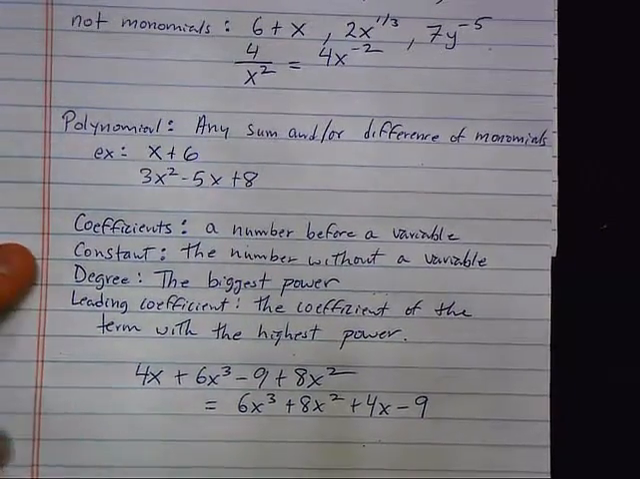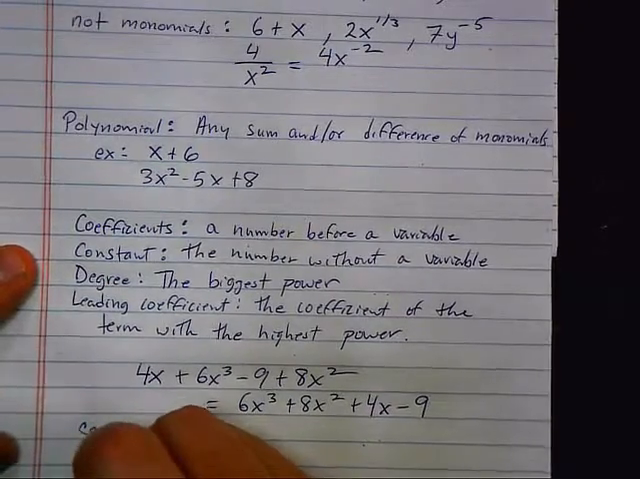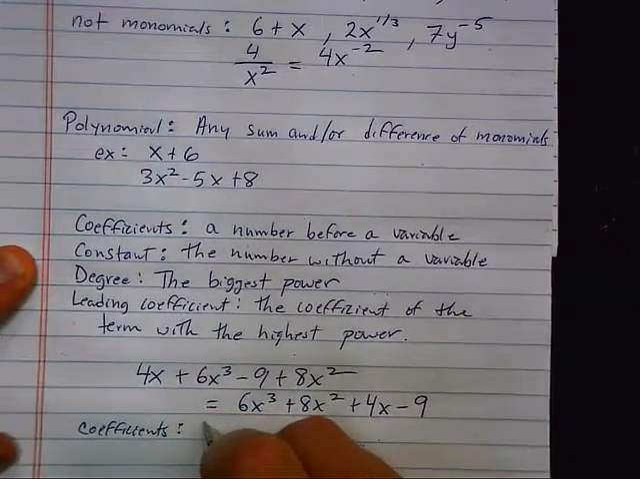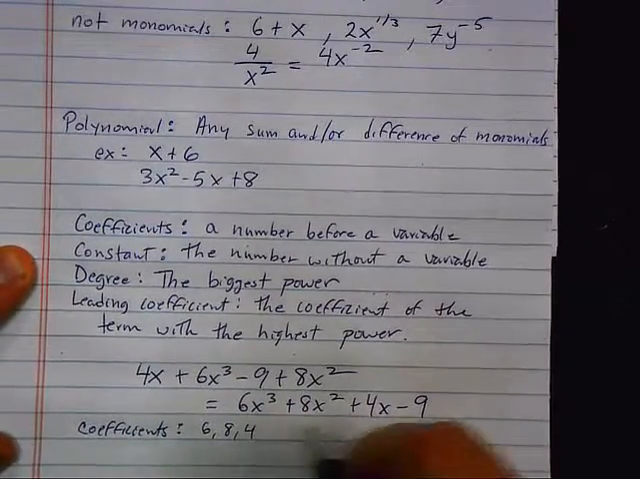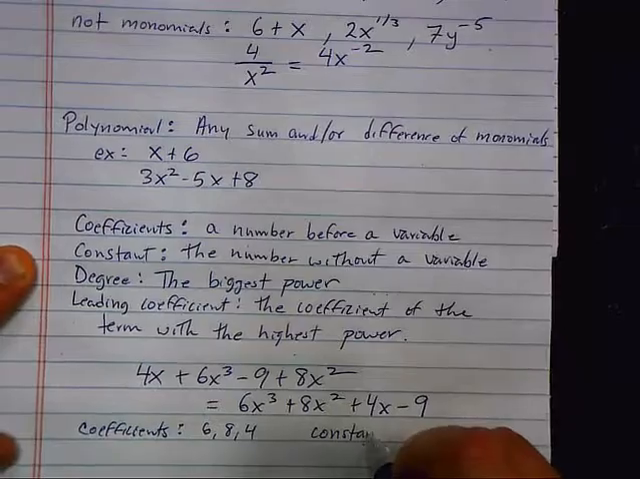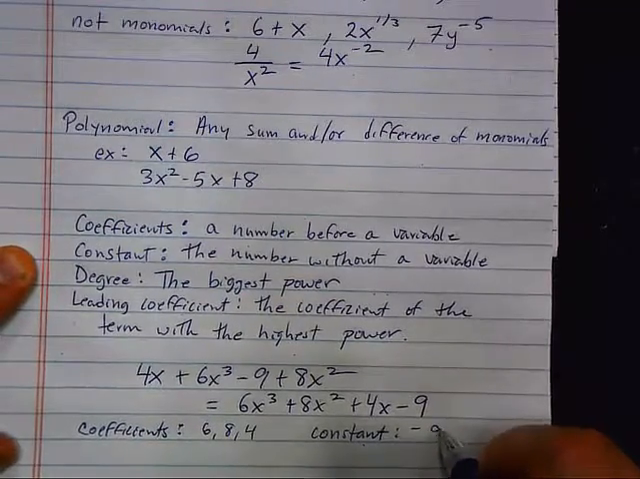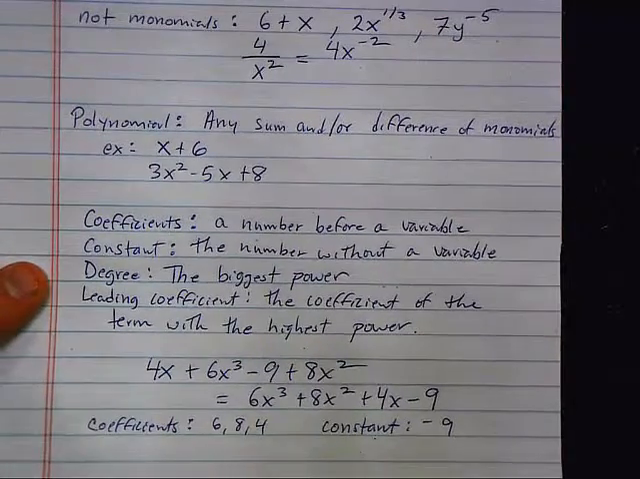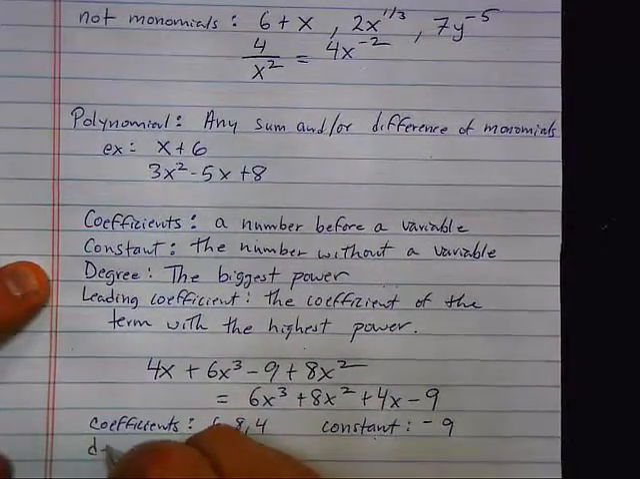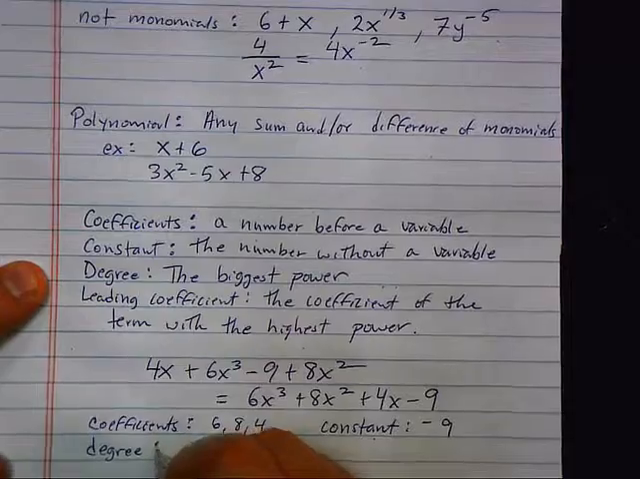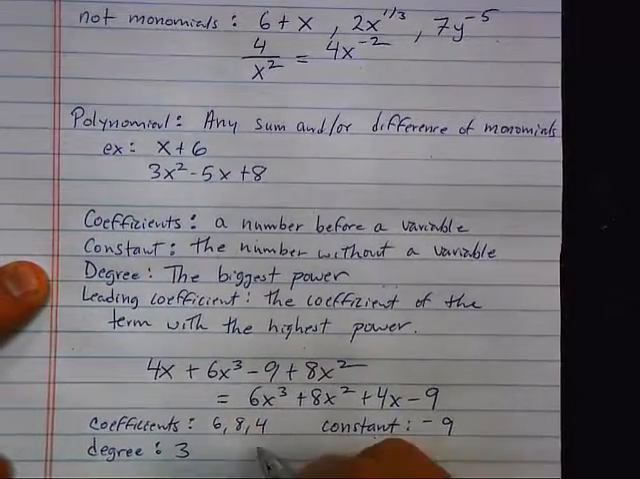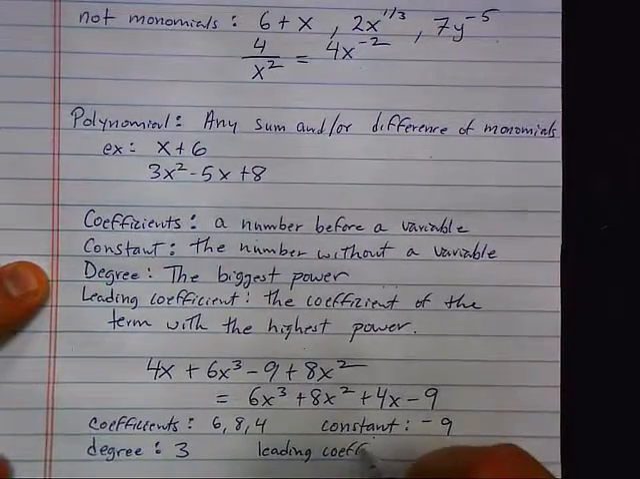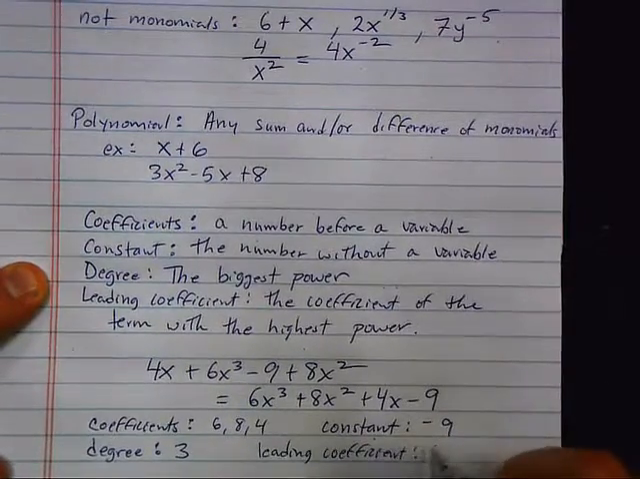All right, and then I might ask you, what are the coefficients? Six, 8, and 4. What's the constant? Negative 9. Watch your minus sign. There's a negative 9. Okay, then I might ask you, what's the degree? The biggest power is 3. And finally, I might ask you, what's the leading coefficient? And you would tell me 6.